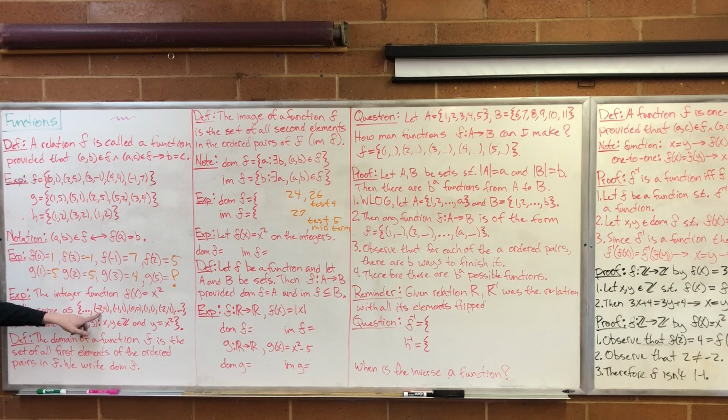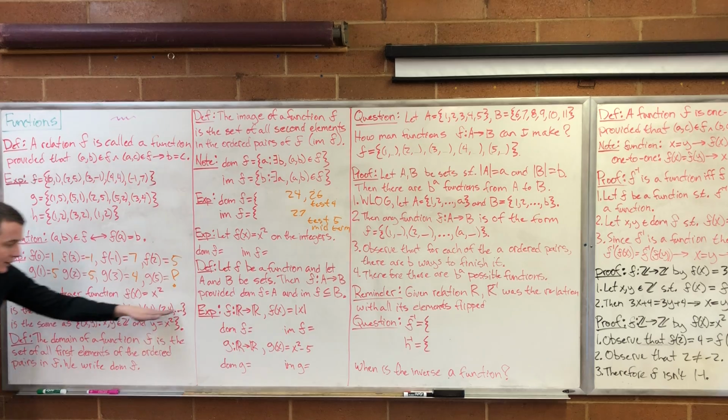What's f of negative 2? 4. Because when you plug in -2 here, you get 4. So that's why we wrote 4 there. What's f of -1? 1. What's f of 0? 0. And so on. I can plug every integer in here and get its square out.